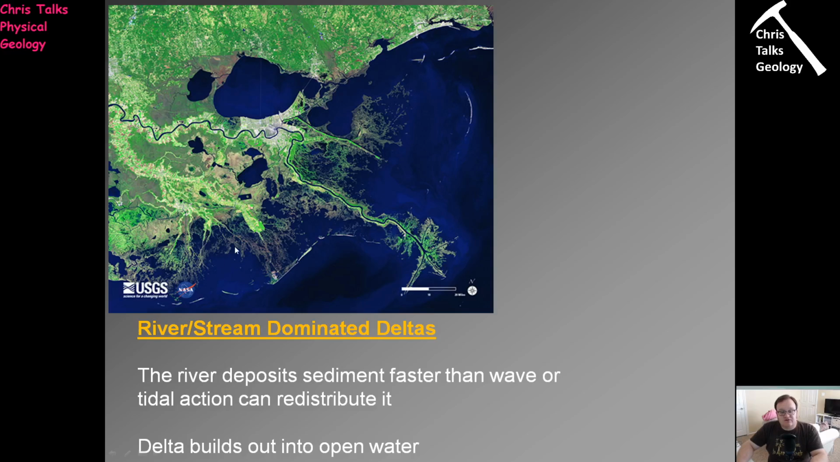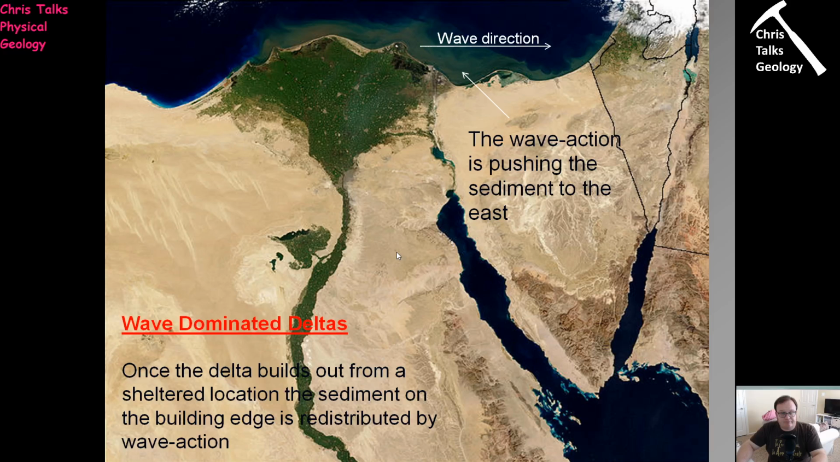So river and stream dominated deltas form in environments where we have a river depositing huge quantities of sediment combined with quite weak tidal and wave forces, and that will allow your delta to build out into open water. These deltas are also sometimes referred to as bird foot deltas because of their rather distinct morphology.